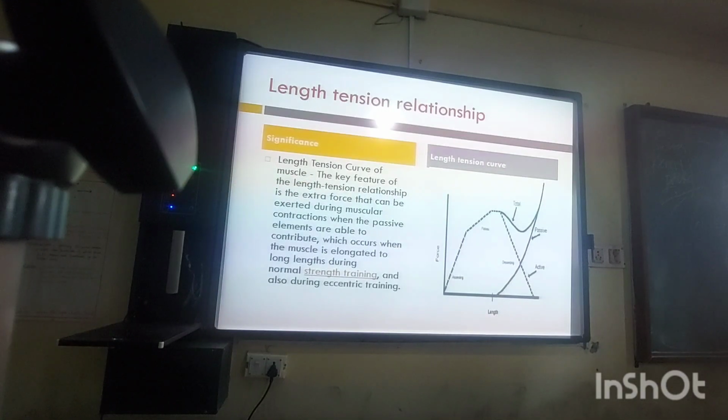The key feature of the length-tension relationship of a muscle is the extra force that can be exerted during muscle contraction when the passive elements are able to contribute. Can you understand now? The passive elements are able to contribute when the muscle is elongated to a long length during strength training or eccentric training. Fine. So of course, when you are training the muscle, there will also be an effect on the passive structures, so they are also contributing towards this contraction. Fine.